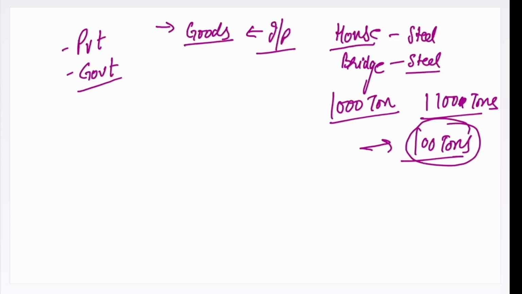So suddenly what will happen? The people selling this 100 tons will increase the price, because earlier they had 1,100 tons to sell and there were few buyers. Now suddenly the government has come in and started building bridges, and they have taken 1,000 tons out of it, only 100 tons are left. So this will lead to an increase in prices.